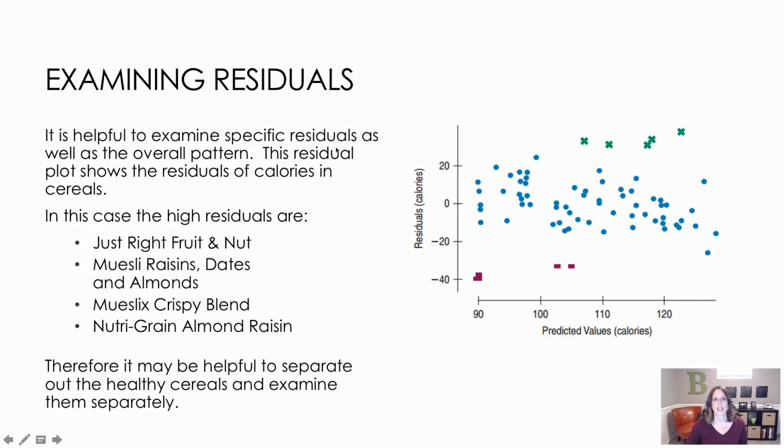When we examine residuals, again, it might also be helpful to look at specific residuals. So I was looking at the overall pattern of, say, calories in different types of cereals. We've got some differences up here and some differences down here. The high residuals are Just Right Fruit and Nut, Muesli Raisins, Dates and Almonds, Mueslix Crispy Blend, Nutri-Grain Almond Raisin. Those residuals are high, and therefore it might be helpful to separate those out and look at them separately, because the residual is much higher than we would imagine.